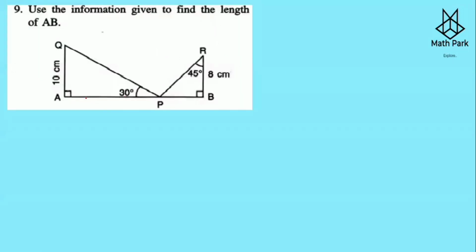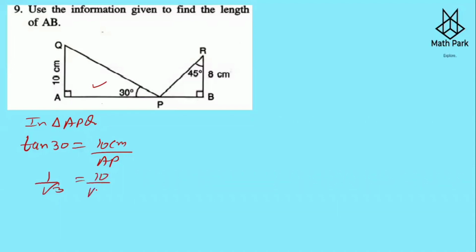Very easy question. So what we can do is we will be using, this is opposite and this is adjacent. So in triangle APQ, we will use tan 30 is equal to opposite by adjacent. Opposite is 10 centimeter and adjacent is AP, and tan 30 is 1 upon root 3 is equal to 10 upon AP. So you get AP is equal to 10 root 3, which is 10 times 1.732. This is 17.32 centimeters. So we got AP as 17.32.